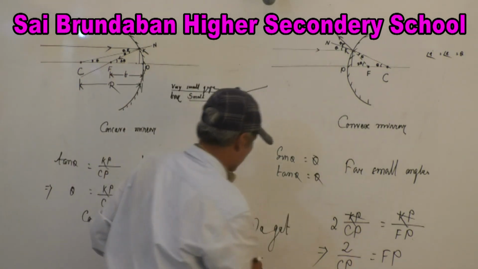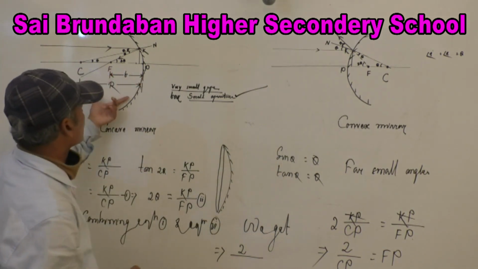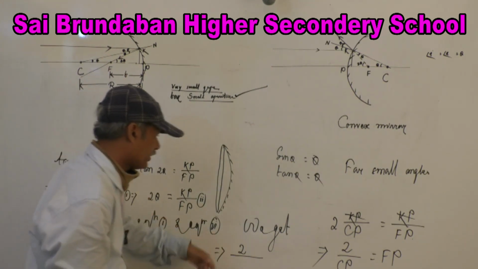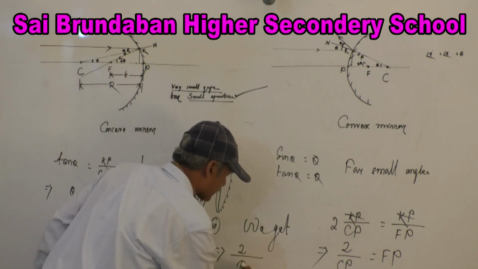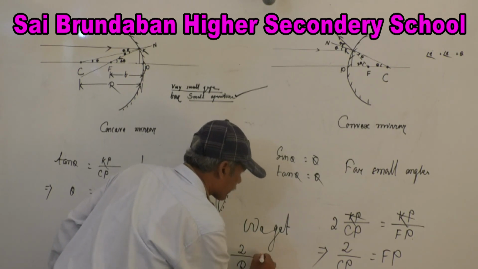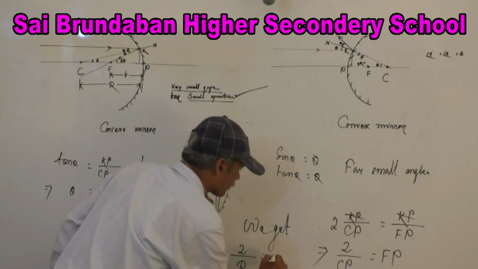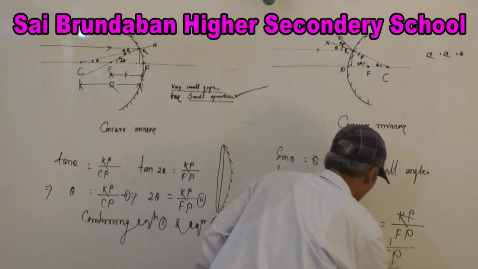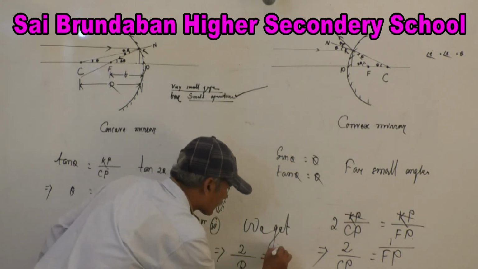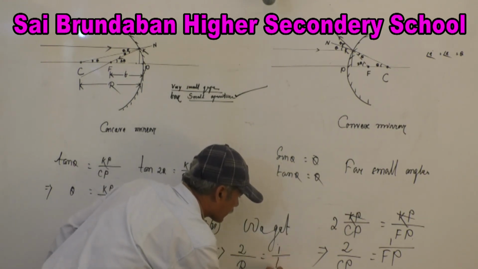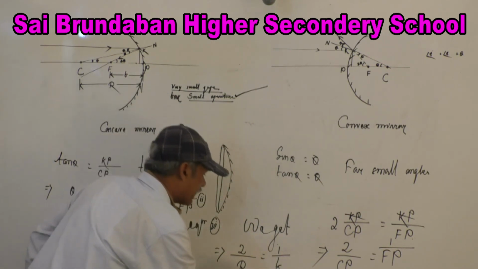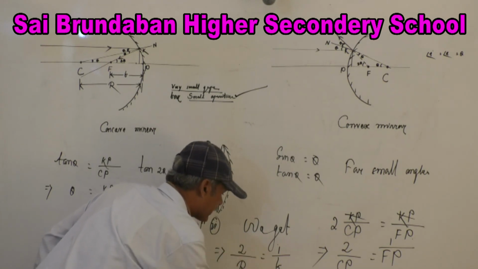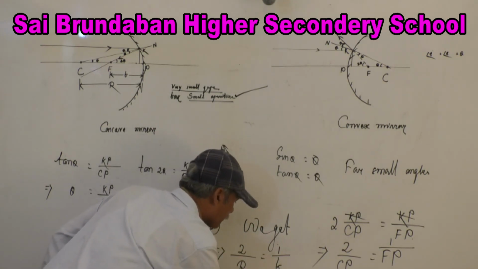So now I can write 2 by Cp. Cp is equal to radius of curvature. Fp is equal to focal length. So put it here. 2 by R is equal to 1 by F. So finally we got, you just multiply it, cross multiply it, R is equal to 2F.